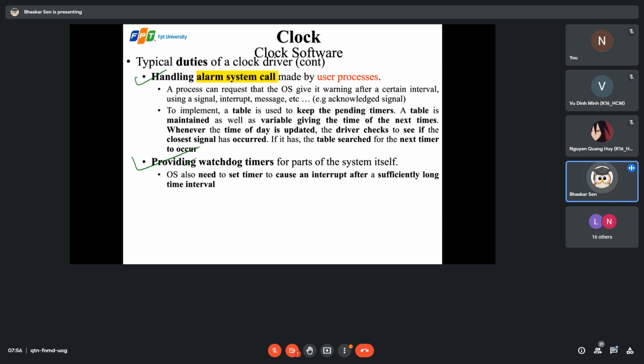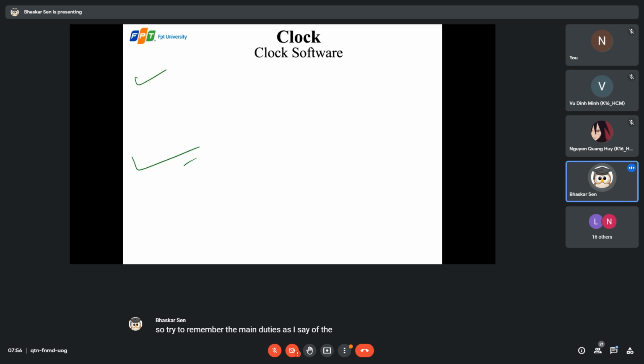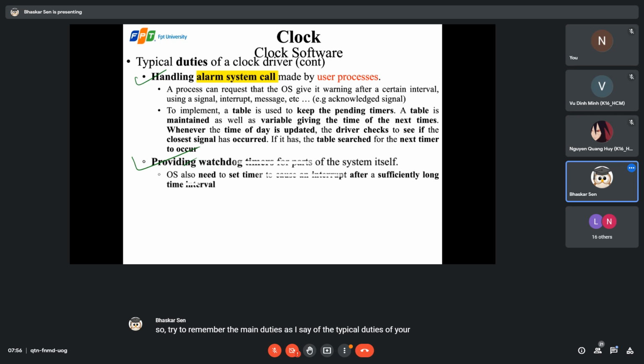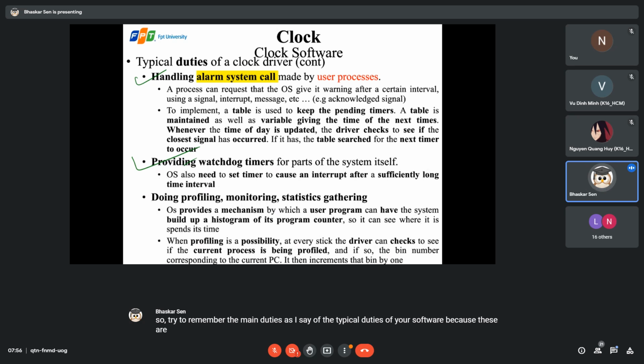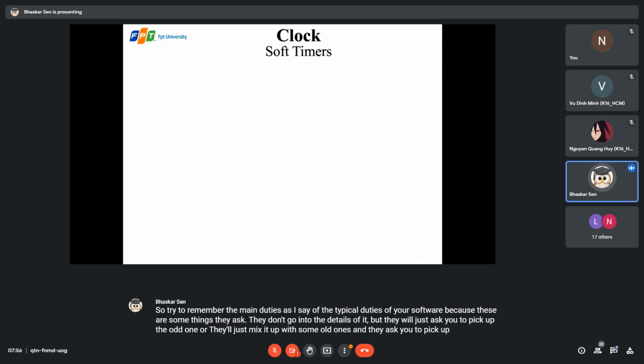So try to remember the main, typical duties of your software, because these are some of the things they ask. They don't go into the details of it, but they will just ask you to pick up the odd one, or they'll mix it up with some odd ones and ask you to pick up the correct one.